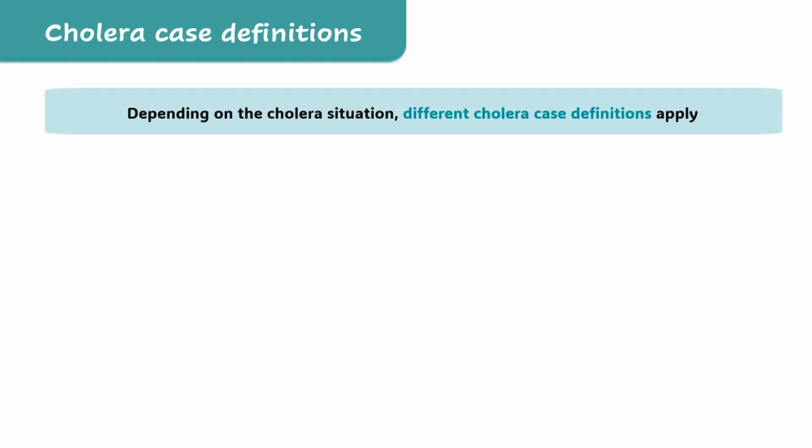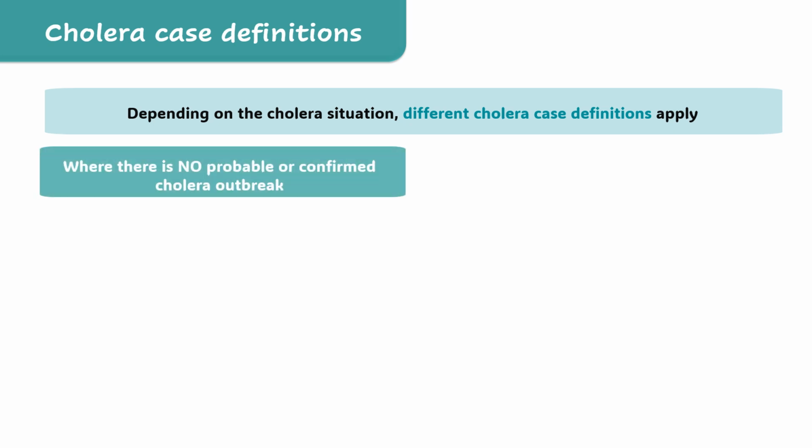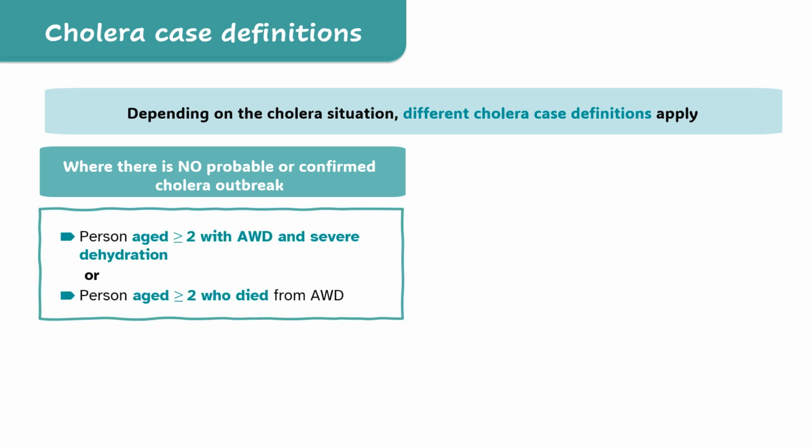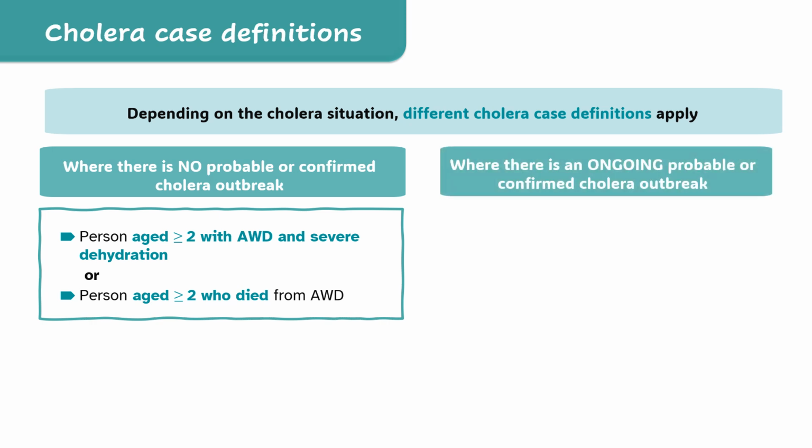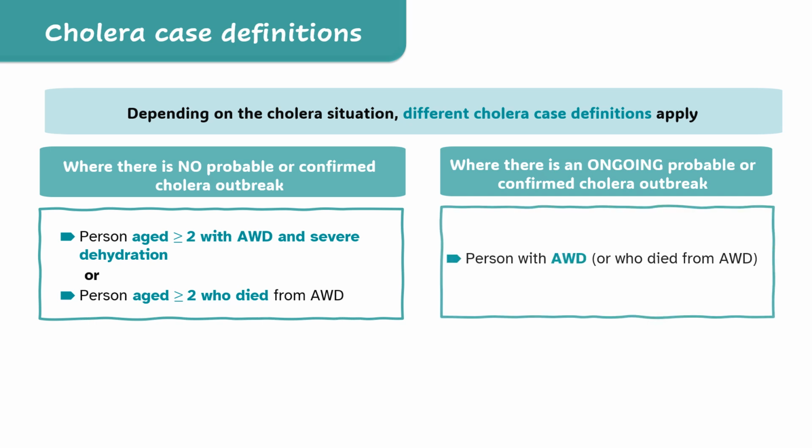Depending on the ongoing cholera situation, different definitions of suspected cholera cases apply. In surveillance units where there is no ongoing probable or confirmed cholera outbreak, suspected cholera cases are any person aged 2 years or older with AWD and severe dehydration, or aged 2 years or older who died from AWD. In surveillance units where there is an ongoing probable or confirmed cholera outbreak, suspected cholera cases are any person with AWD or who died from AWD.